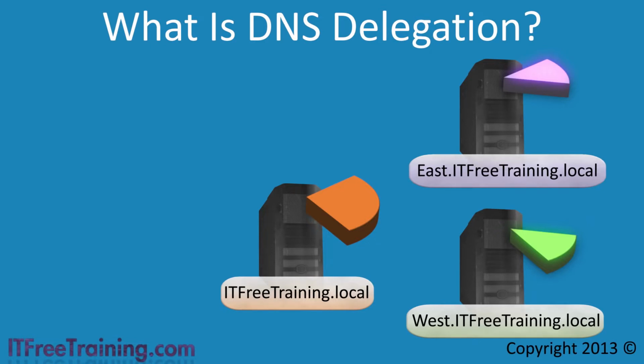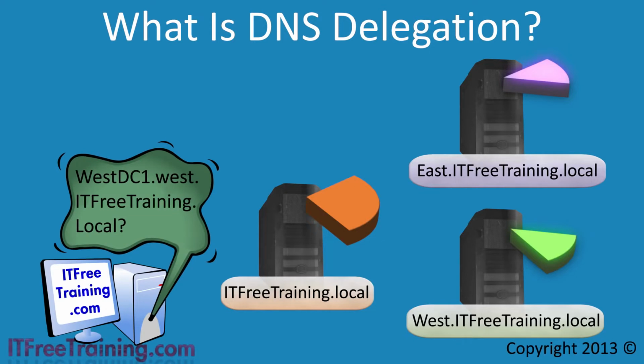The problem occurs when a client queries the east or west domain. Since DNS is a hierarchical database, the query will first go to the DNS server that is holding the domain name itfreetraining.local. This DNS server does not hold the east or west zones, so it needs to know which server does hold these zones. This way, the DNS server can have the DNS query passed onto the right DNS server.